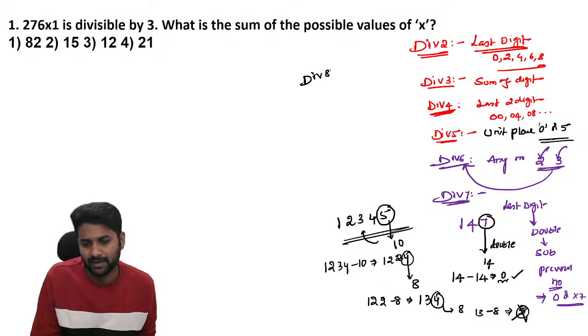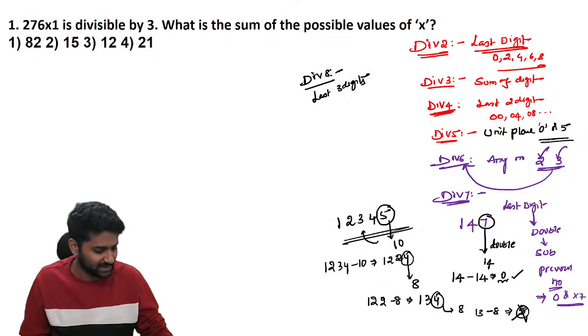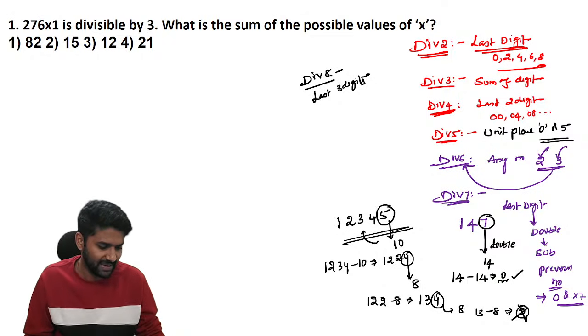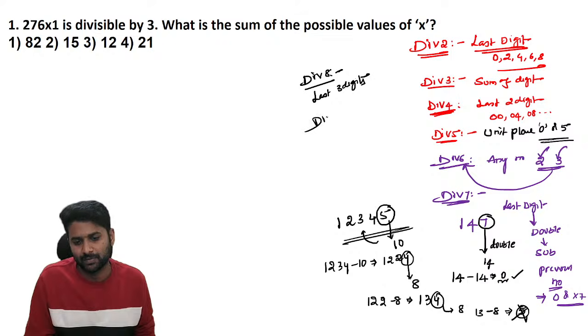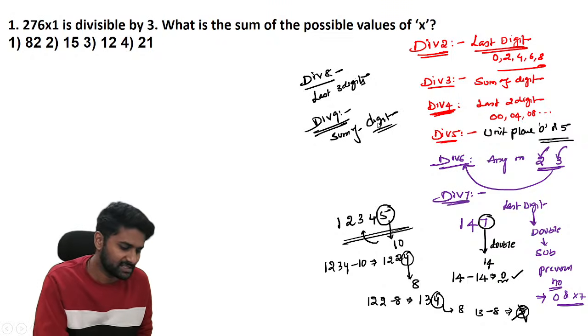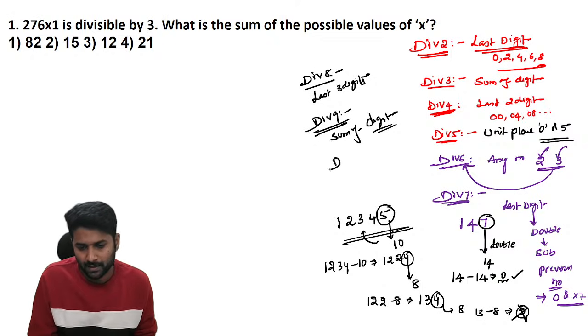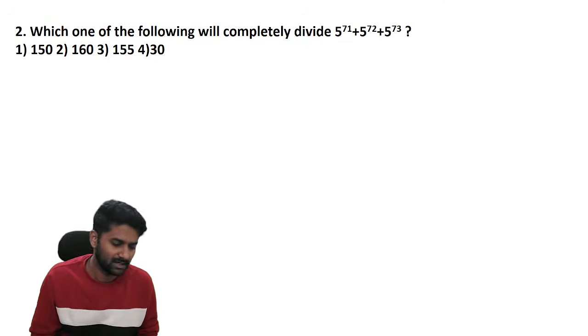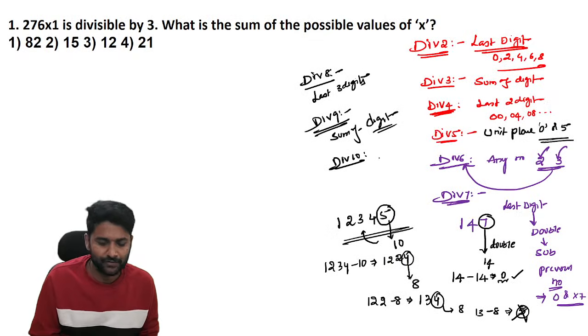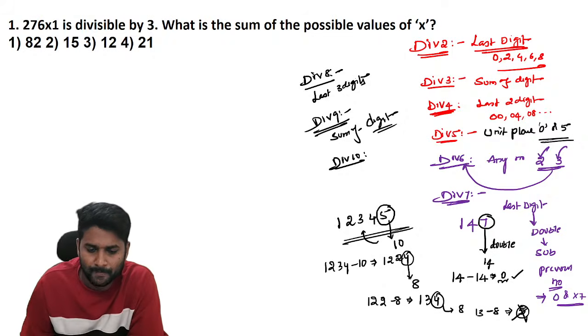Next, divisible by 8. If the last three digits are divisible by 8, then the entire number is also divisible by 8. Divisible by 9 is all about the sum of its digits. If the sum of its digits is divisible by 9, then the entire number is also divisible by 9. Divisible by 10 is all about checking the units place. If the units place is 0, then the entire number is also divisible by 10.